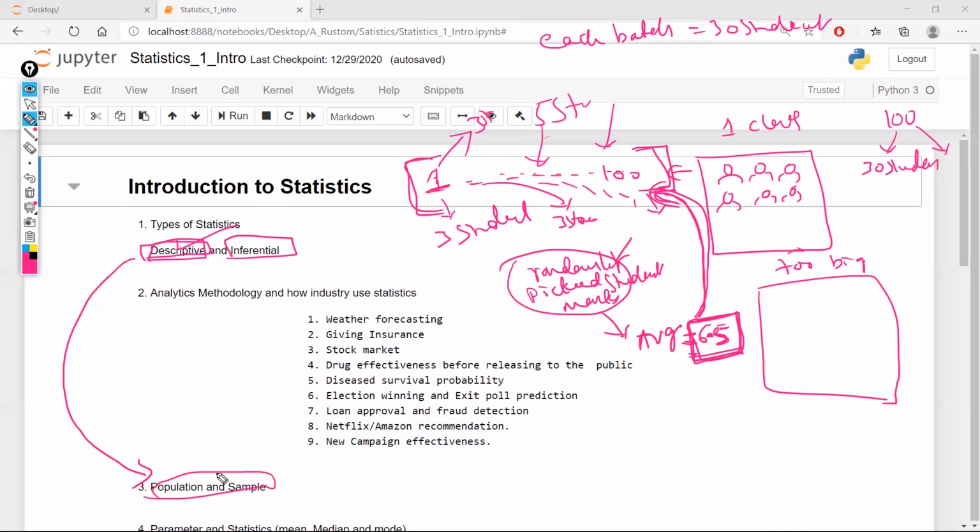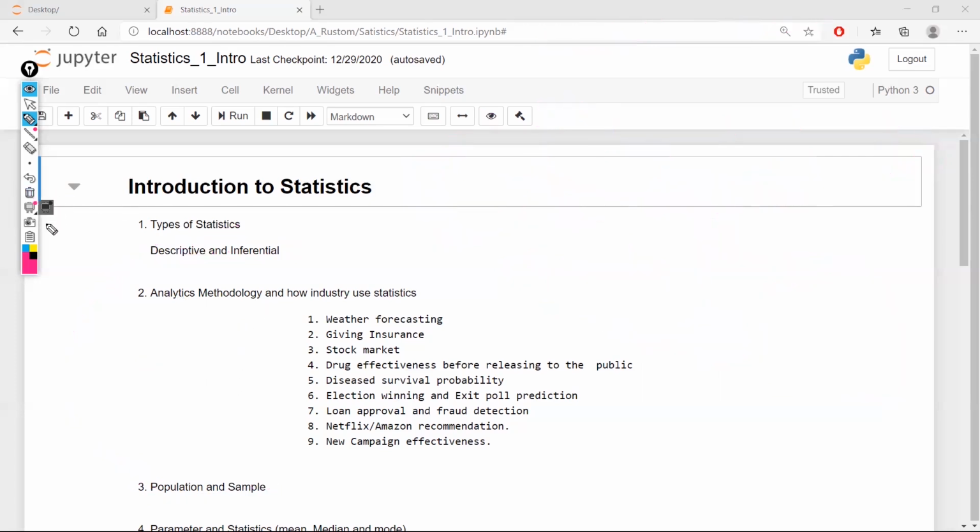So now I will take one more example to explain what a population and a sample are, then I will come back to the second point. All right, so let's understand the population and sample. Population can be anything. It could be people, it could be a product, it could be anything. Let's take one example.